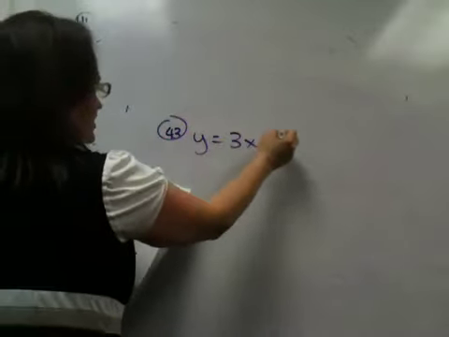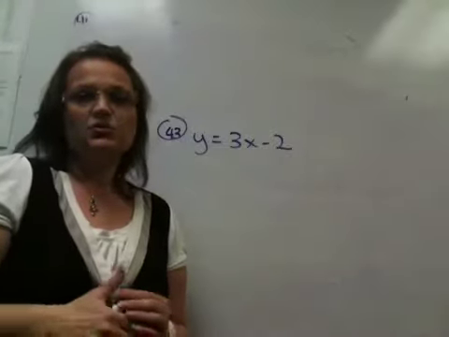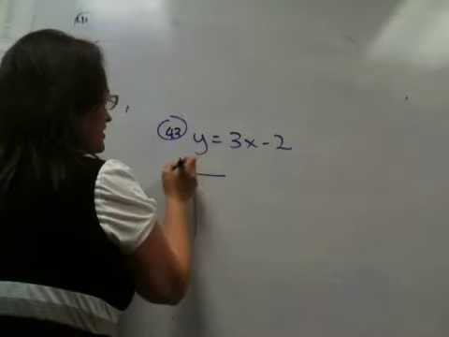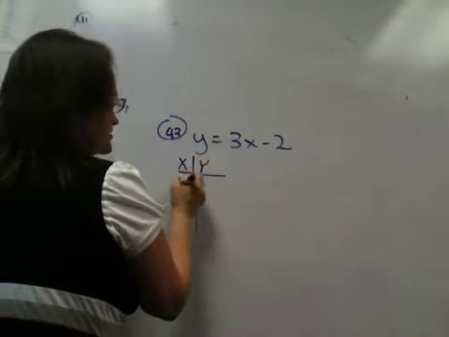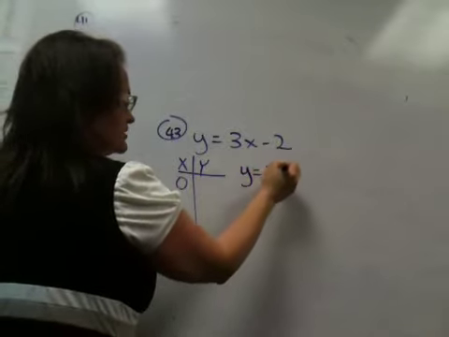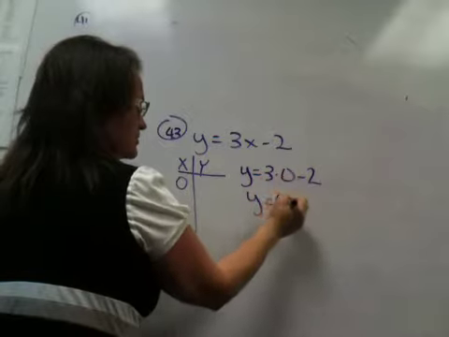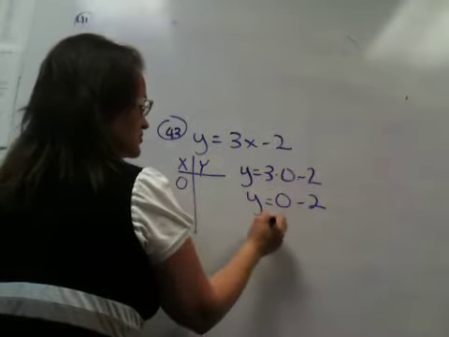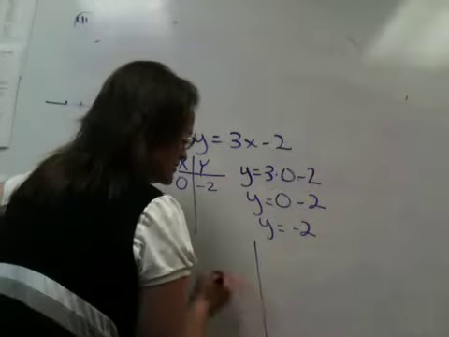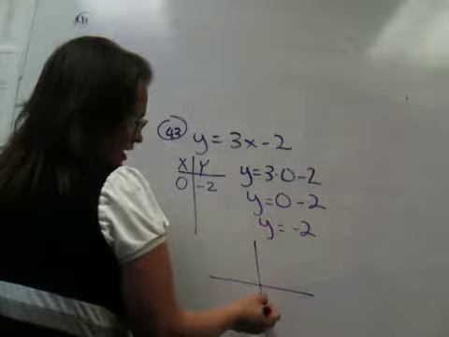y equals 3x minus 2. Now when it says by point plotting, that means you want to find some x, y solutions to this. So say we plug in x is 0, for example. Plugging in x is 0, we'll have y equals 3 times 0 minus 2. Y is negative 2. So that's one of our points.